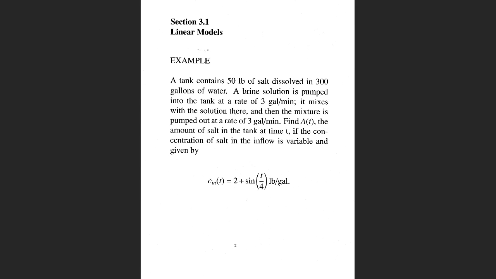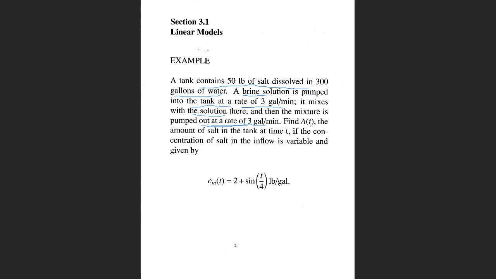In this problem, we have a tank that contains 50 pounds of salt dissolved in 300 gallons of water. And then you have a salty brine solution pumped into the tank at a rate of 3 gallons per minute. It gets mixed up with the solution, and then the mixture is pumped out at a rate of 3 gallons per minute.